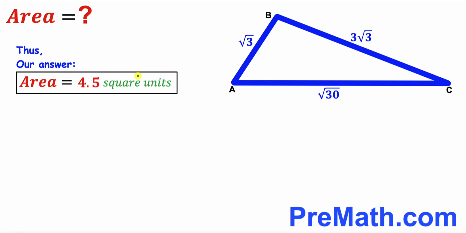Thus after all the calculations and manipulations, the area of this blue triangle ABC turns out to be 4.5 square units. In other words, the area of this blue triangle is going to be 4.5 square units. And that's our final answer.